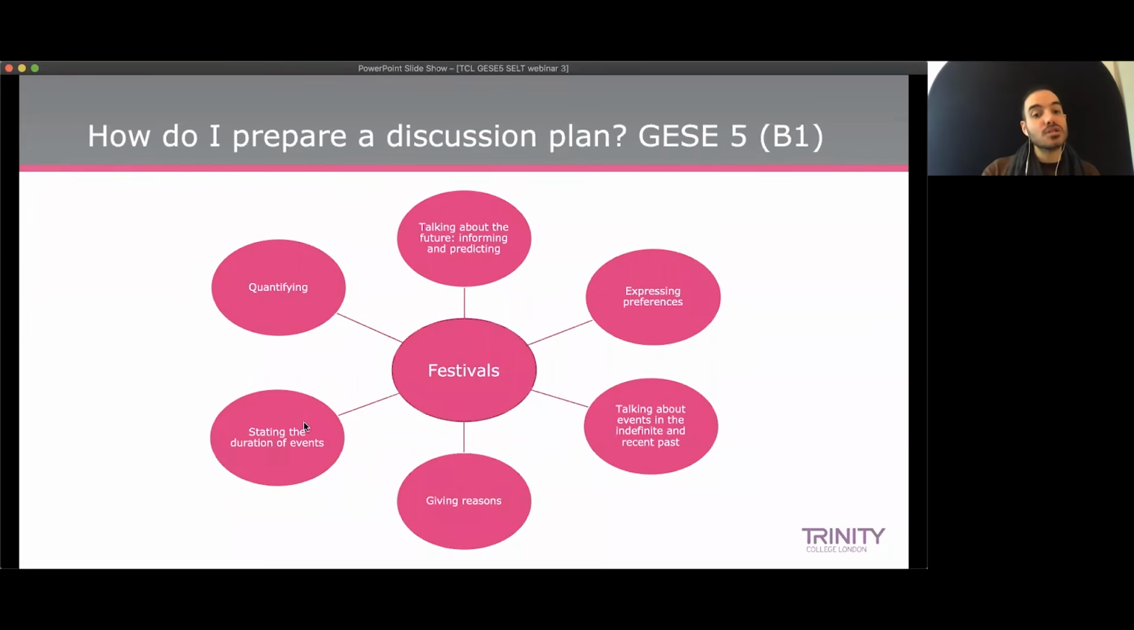Stating the duration of events. What is a question that the examiner might ask for this? What is a question the examiner might ask to state the duration? How long was this event? How long? Okay, yes. How many days did the festival last for?